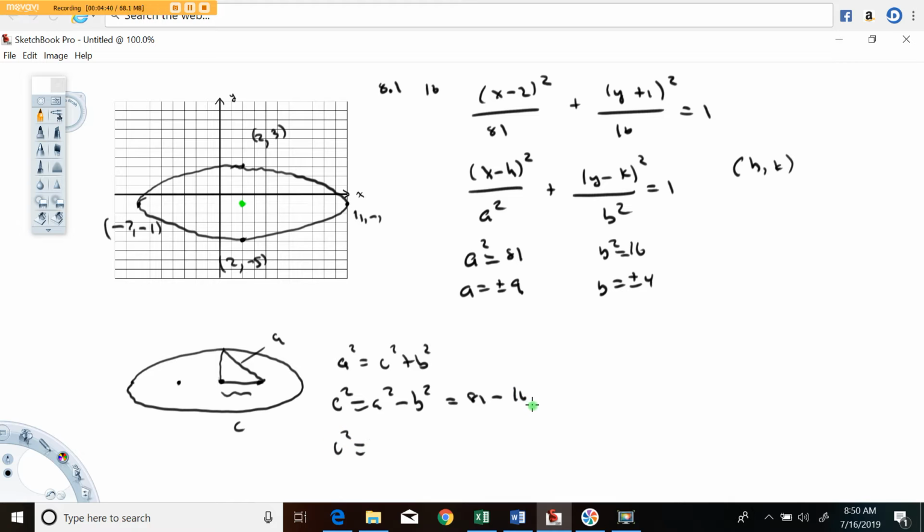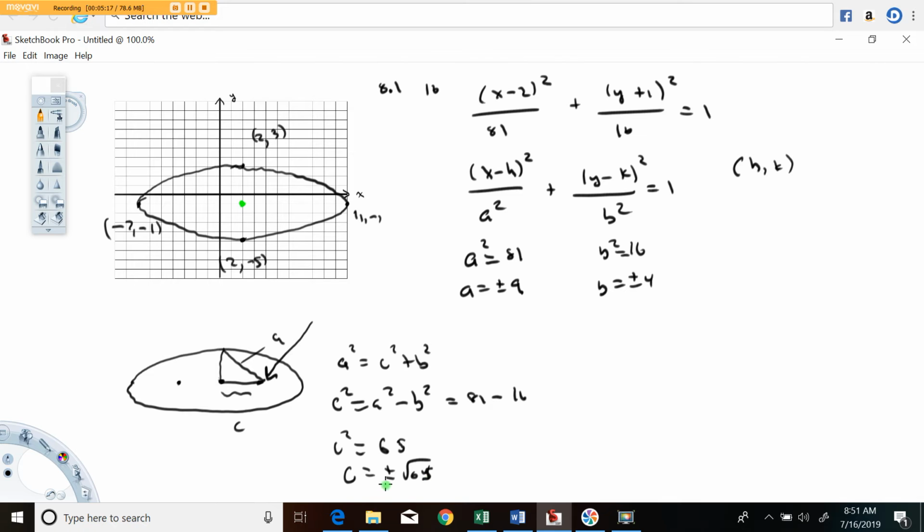So we're going to have c squared equals, what is that? 65, I believe. Make sure that's right. We add these two. Yeah, I think that's okay. So c is going to be plus or minus root 65. All right, so the coordinates of this point right here, and I just want to check this math one more time before I move on. 81 minus 16, 65, yeah.